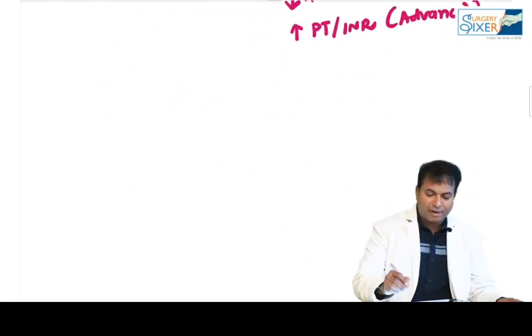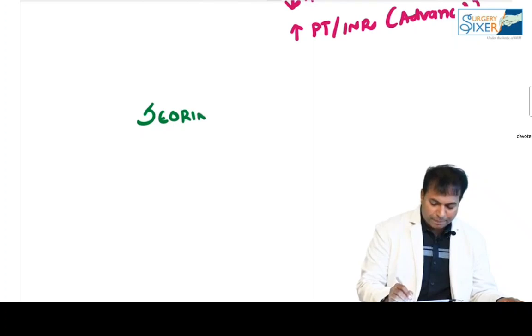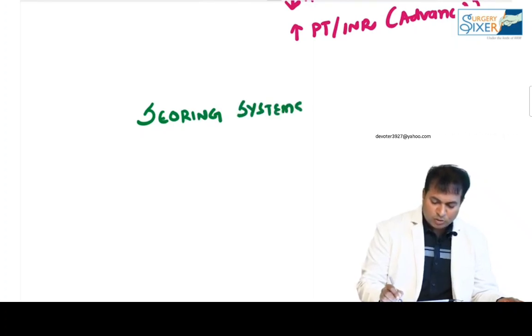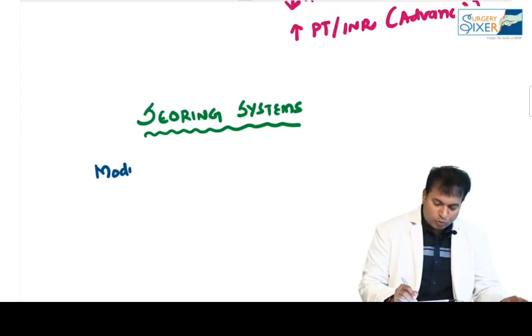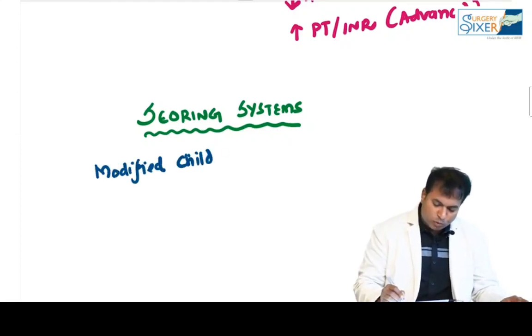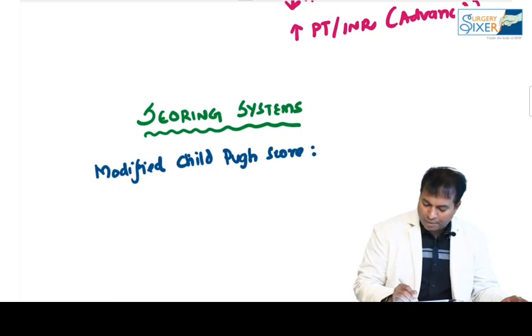So these are the basics in liver, and I want you to know certain scoring systems in the beginning of the liver. Scoring systems in liver. We have discussed so many scoring systems in pancreas. Similarly, there are so many scoring systems in liver. So let me start with the modified Child-Pugh score. Very important score. This is a high yield MCQ topic. You have to memorize the values of the modified Child-Pugh score.